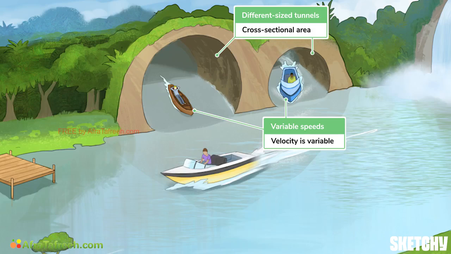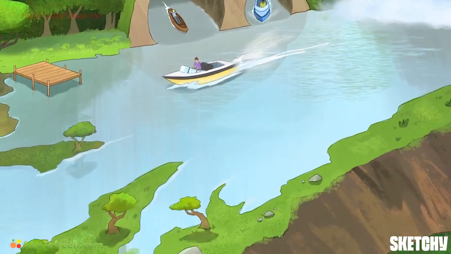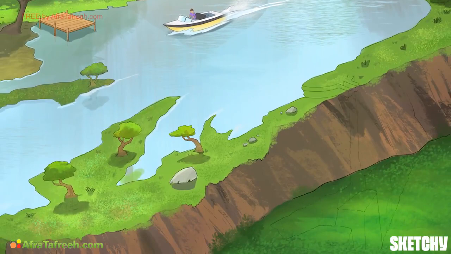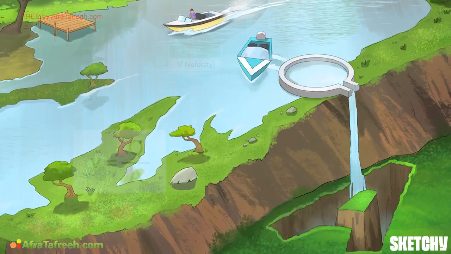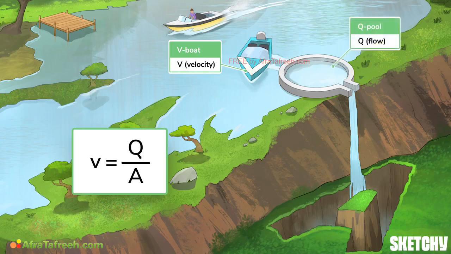It's no accident that we've made the faster boat speed through the narrow tunnel and the slower canoe gently move through the wide tunnel. And the reason for this is cleverly spelled out for you here. V equals Q over A. In other words, blood flow velocity is directly proportional to blood flow and inversely proportional to cross-sectional area.